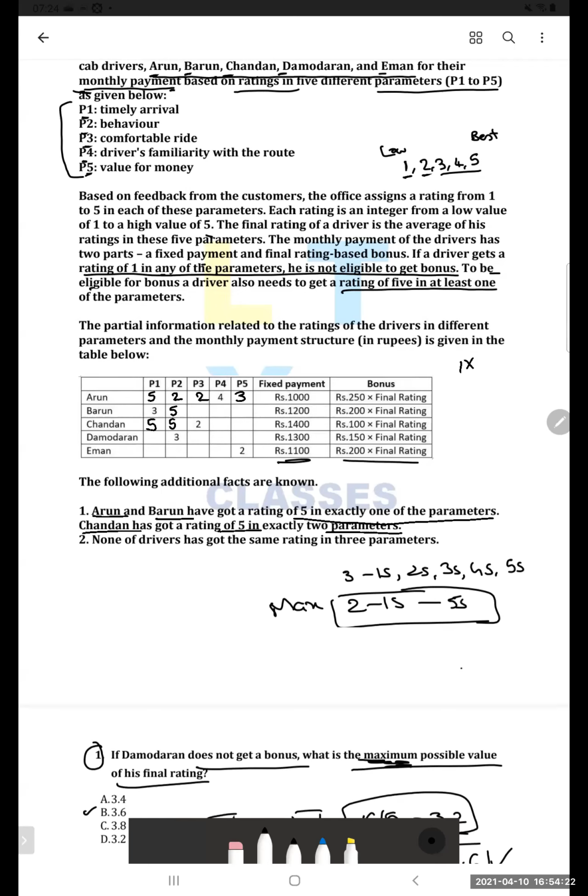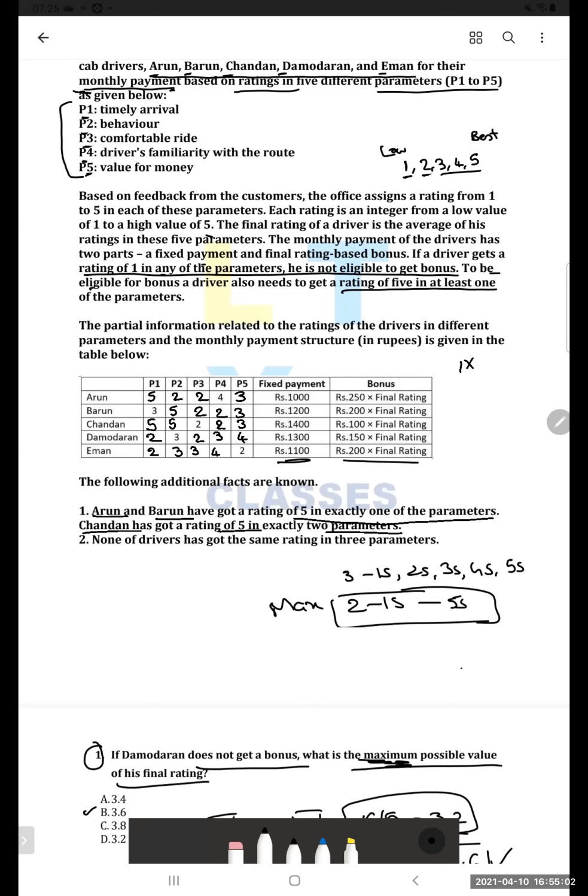Okay. Next, Varun. Same, sir. Two 2s and a 3. Okay. What about Chandan? A 2 and a 3. Okay. Damodaran? Two 2s, 3, 4. Okay, very good. Eamon? 2, 2, 3, 4.